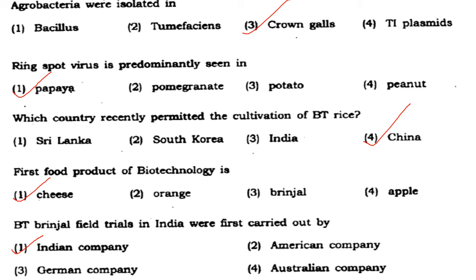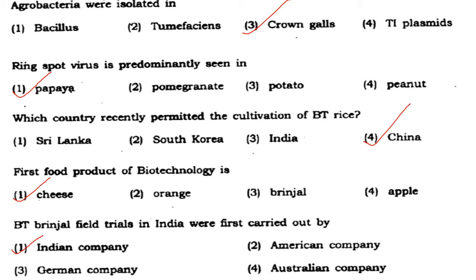Ring spot virus is predominantly seen in option 1 papaya, 2 pomegranate, 3 potato, 4 peanut. Answer is option 1, papaya. Next one. Which country recently permitted the cultivation of BT rice? Option 1 Sri Lanka, 2 South Korea, 3 India, 4 China. In 2014, the question paper was set. So answer is China.